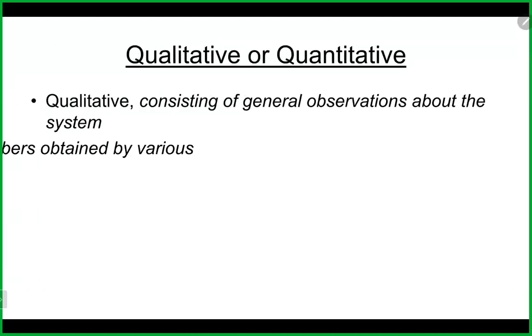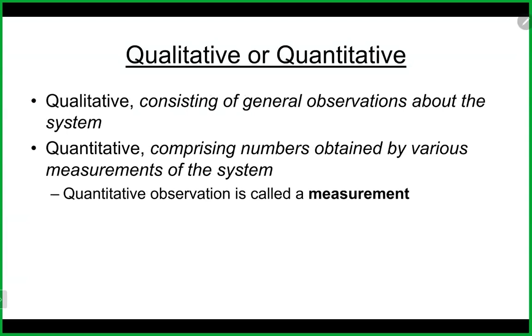Let's talk about a couple of different types of observations, qualitative versus quantitative. Qualitative consists of general observations about a system. It's pink, it turned purple, there's polka dots, unicorns came, I don't know, whatever it may be. Just general observations. Qualitative really does not involve measurements.